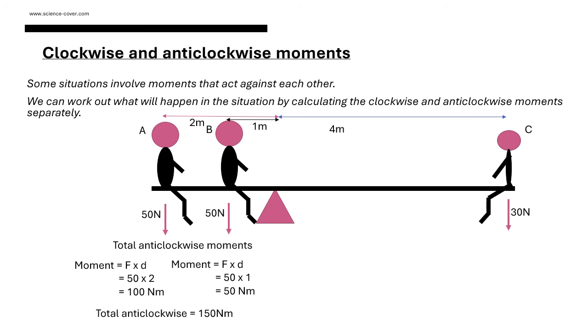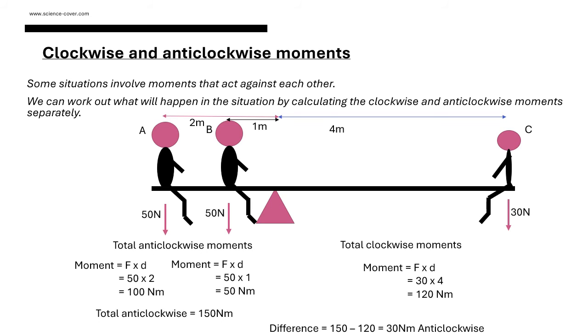Now on the opposite side of the seesaw we have child C, who's creating a clockwise moment. So we take their weight, 30 newtons, and multiply it by the distance from the pivot, 4 meters, to get 120 Newton meters. Now the difference between these numbers is 150 minus 120, so that gives me 30 Newton meters in the anti-clockwise direction.